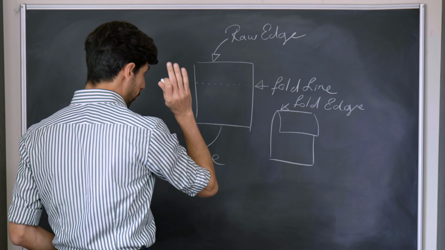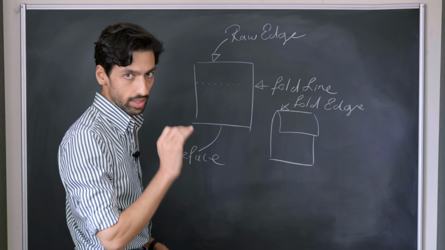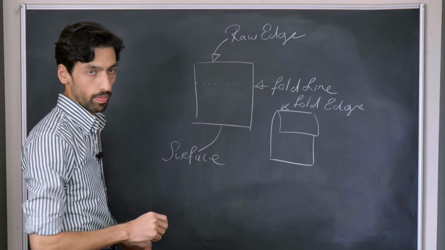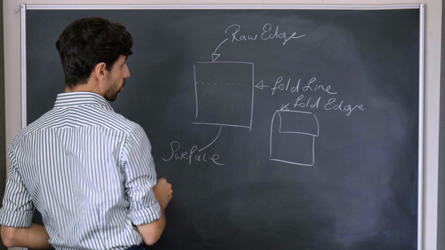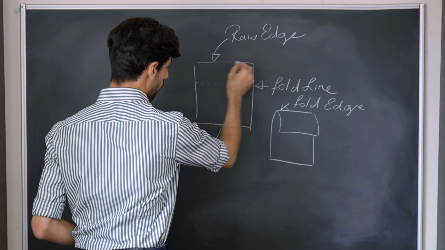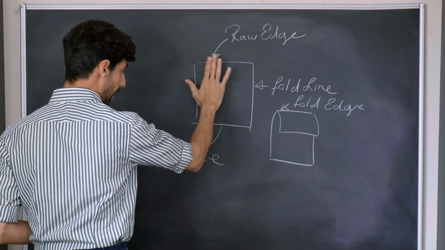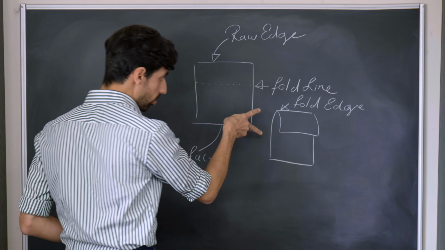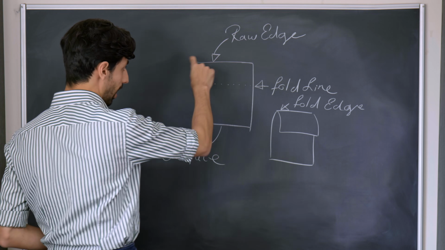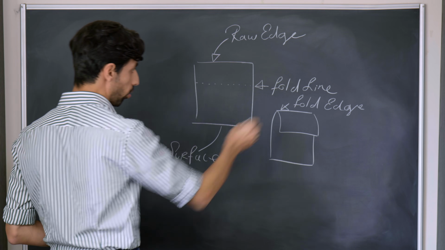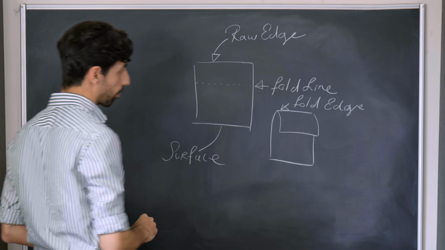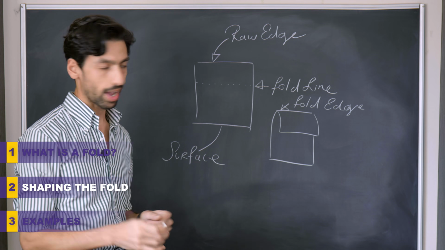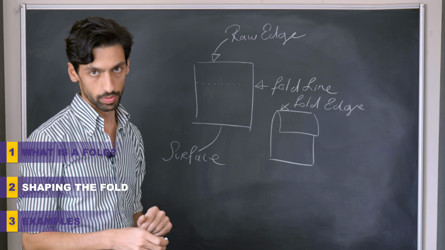Now, a flat surface will always give a straight fold edge. Always. If your raw edge and your fold edge are parallel to one another on your flat surface and you fold, what you get is two parallel lines, just as they were. Nothing changes. Fold edge and raw edge will be parallel. Now, what do you do if you want to have a curved fold edge?